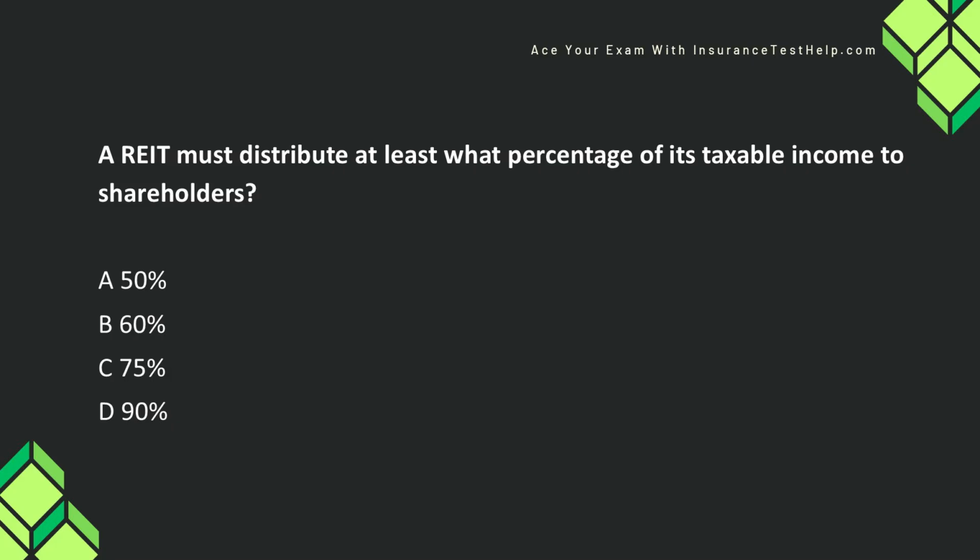A REIT must distribute at least what percentage of its taxable income to shareholders? A, 50%, B, 60%, C, 75%, or D, 90%. I'm not sure how many questions you're going to get on REITs, but I would know the basics of them. Correct answer here is they have to distribute 90% of them to their shareholders.